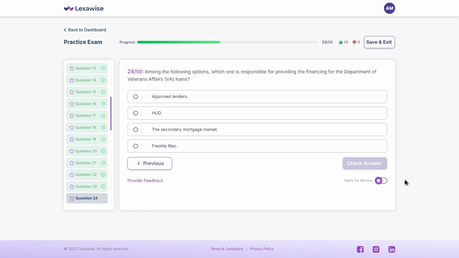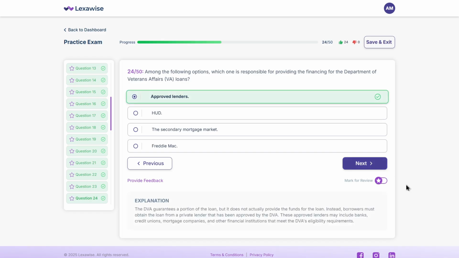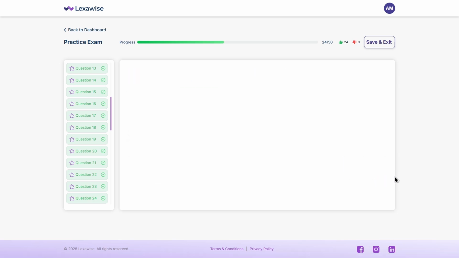Among the following options, which one is responsible for providing the financing for the Department of Veterans Affairs VA loans? A. Approved lenders. B. HUD. C. The secondary mortgage market. D. Freddie Mac. Pause to consider. The correct answer is A. Approved lenders. The VA guarantees part of the loan, but the funds themselves come from private lenders who are VA approved. Let's go over this one.